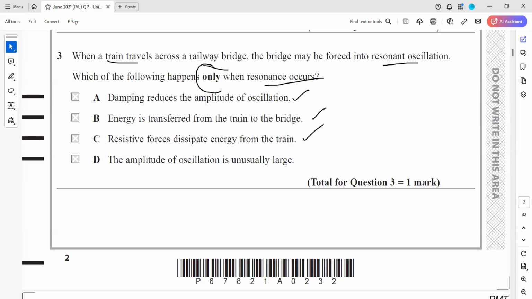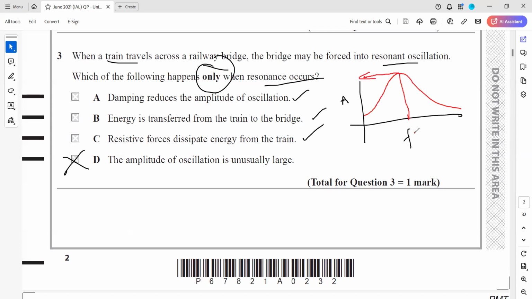But when resonance happens, which only occurs then, the amplitude of the vibration will be maximum. That's why, when we sketch a graph of amplitude against frequency, as we increase the frequency the amplitude increases, so the amplitude of the vibration is maximum at the resonant frequency. Others are happening, but this only occurs when the applied frequency equals the resonant frequency.